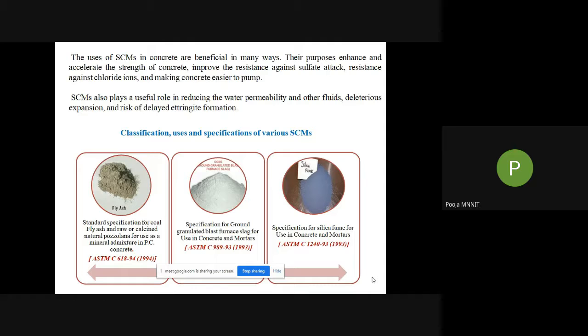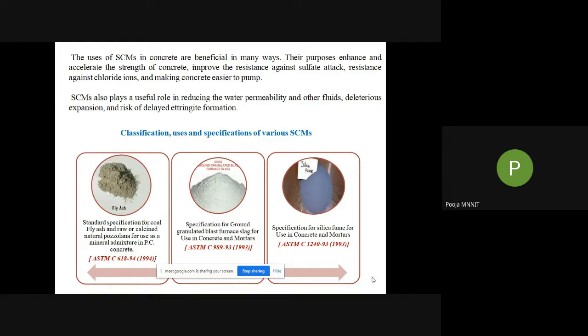Now, the uses of supplementary cementing material in concrete are advantageous in many ways. They enhance the concrete strength properties, improve sulfate attack resistance and chloride ion resistance, and make the concrete easier to pump. And supplementary cementing material also plays a useful role in reducing the water permeability and other fluids, deterioration, expansion, and risk of delayed ettringite.